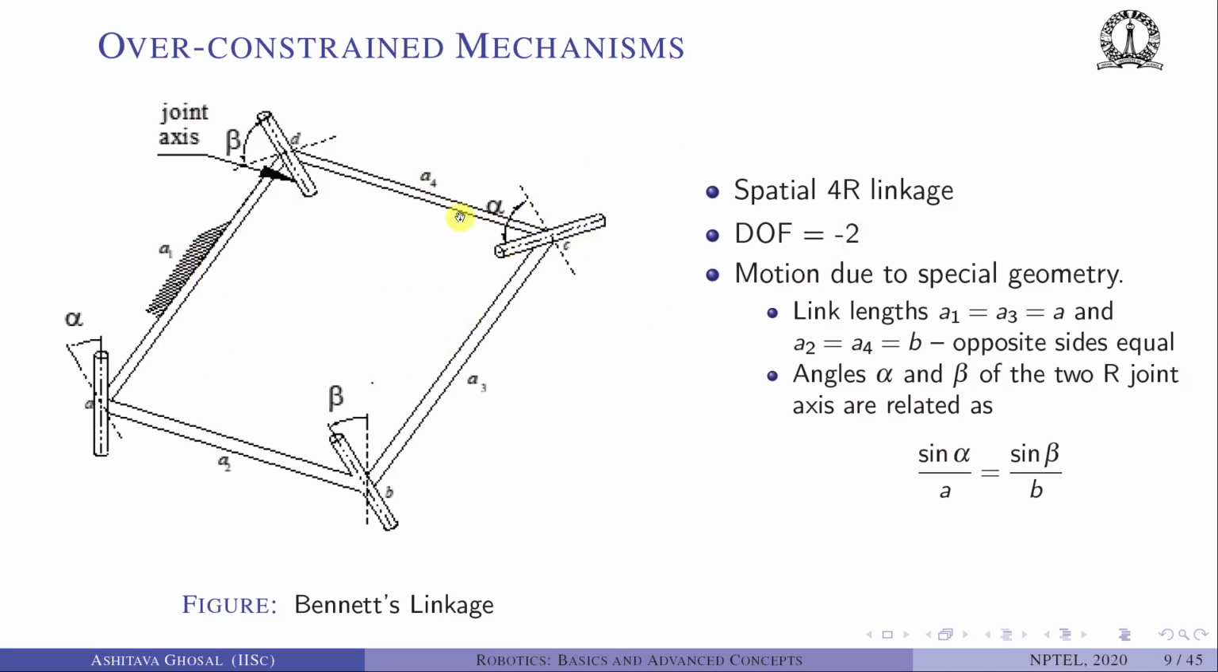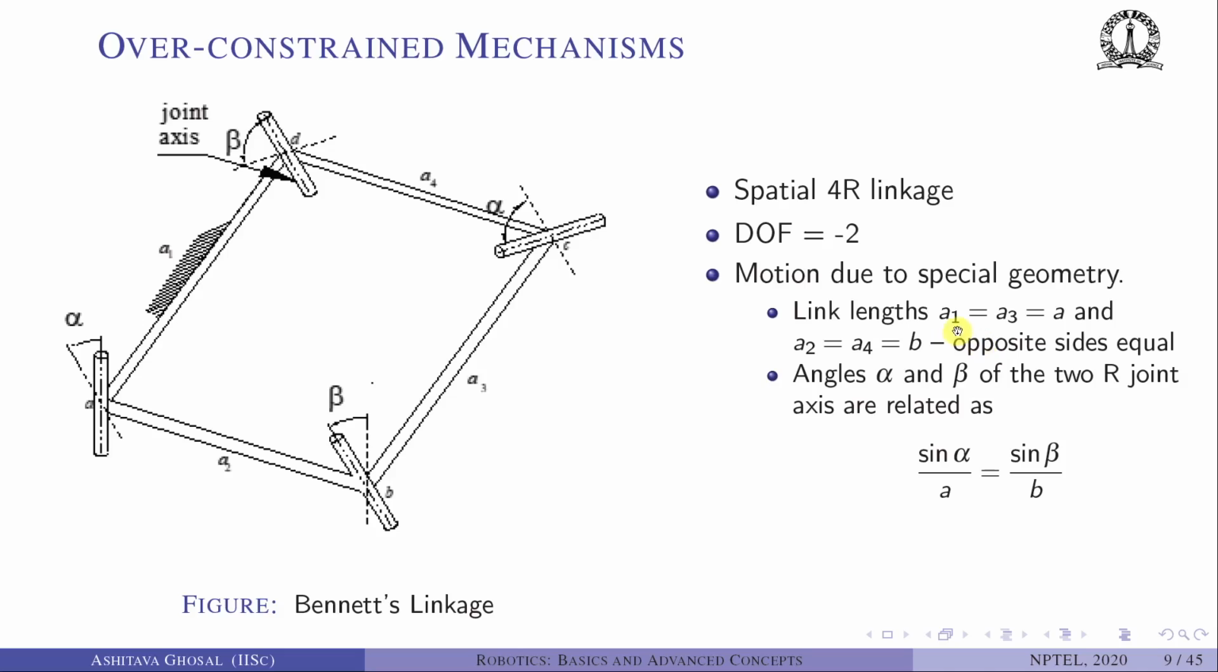So if you were to substitute lambda as 6, the number of links as 4, and the number of joints as 4, each with 1 degree of freedom, then you will see that the degree of freedom is -2. However, it does move. And it moves simply because there is a special geometry of these linkages.